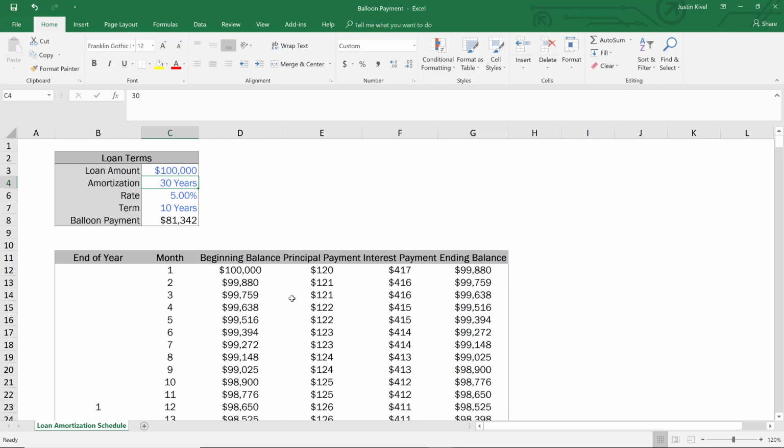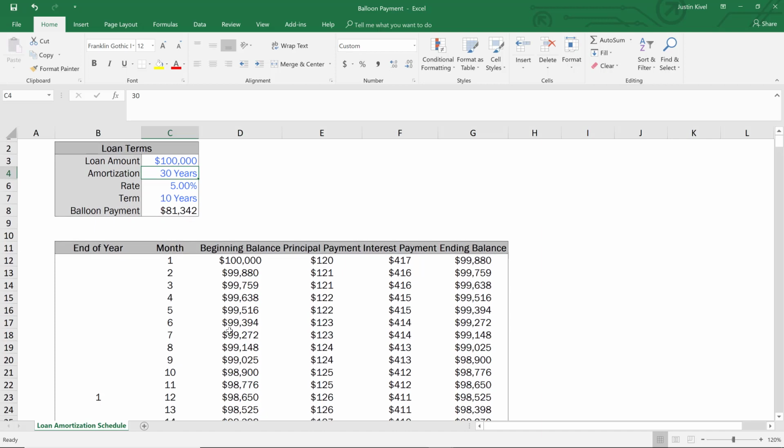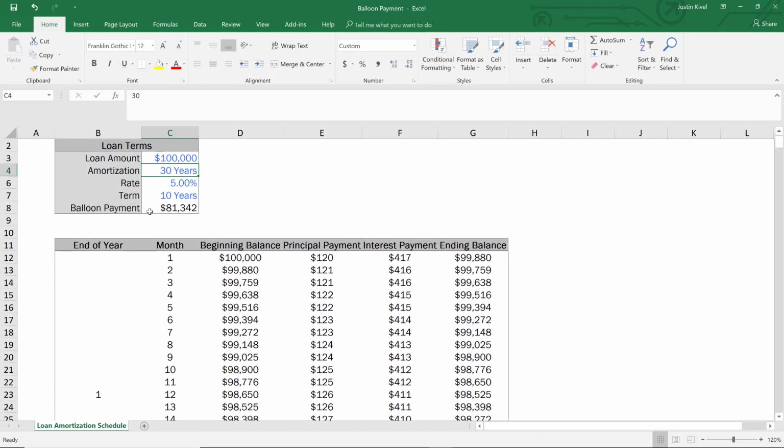But what happens at the end of the loan term? So you're paying off the loan as if you had a 30-year loan, but you only have the money out for 10 years. So what happens? Well, this loan amortization table actually calculates that for us. As you can see, we have something called a balloon payment here. And the balloon payment is the outstanding ending balance at the end of that 10-year term that you're going to have to pay back to the lender.